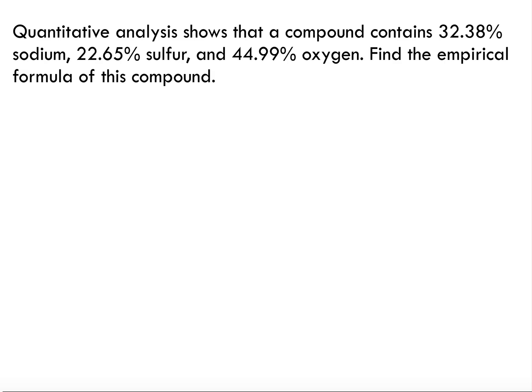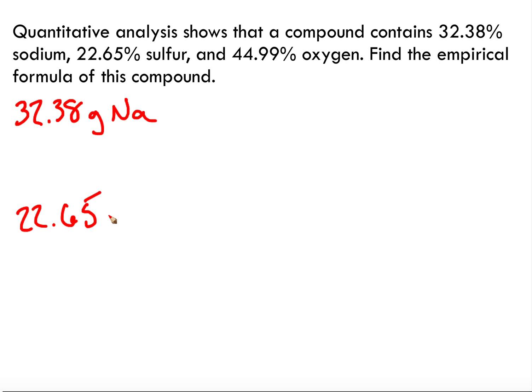Now, an example. It says quantitative analysis shows that a compound contains 32.38% sodium, so it'll be 32.38 grams of sodium, 22.65% or 22.65 grams of sulfur, and 44.99 grams of oxygen.